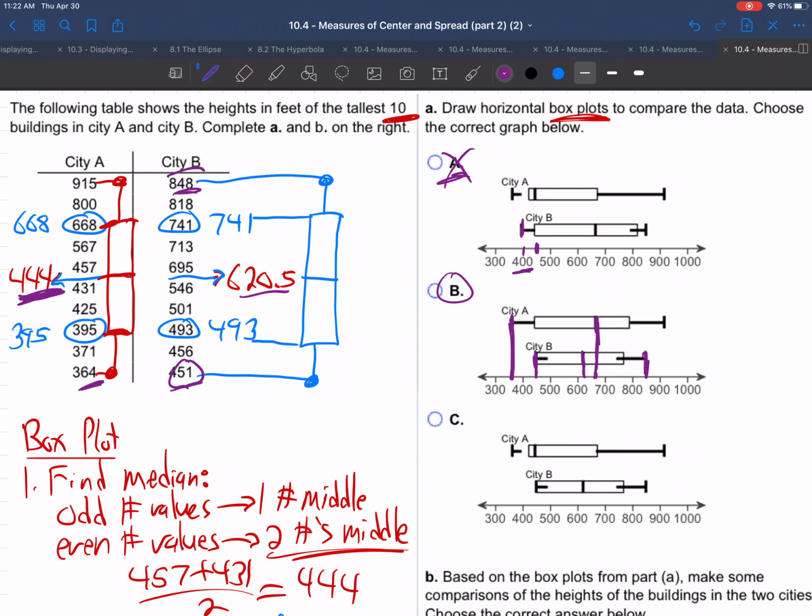The middle of city A should be 444. This is over 600 for city A's middle. No way. Let's see here, city A's middle. Yeah, just below 450. Yeah, everything else is right. It's got to be C. C is the right answer. C is the correct comparison.